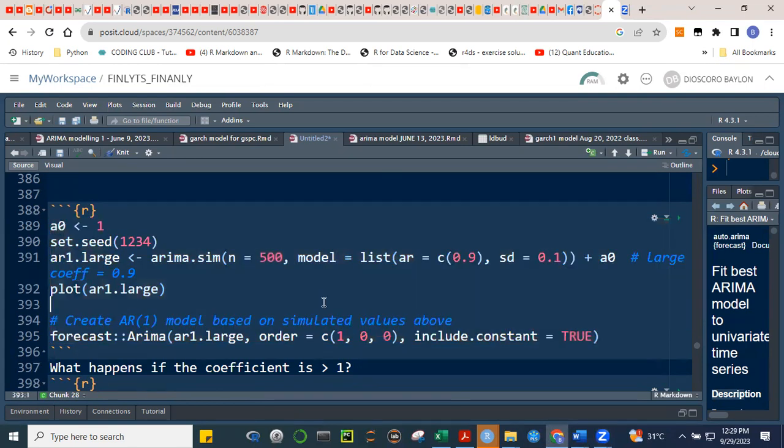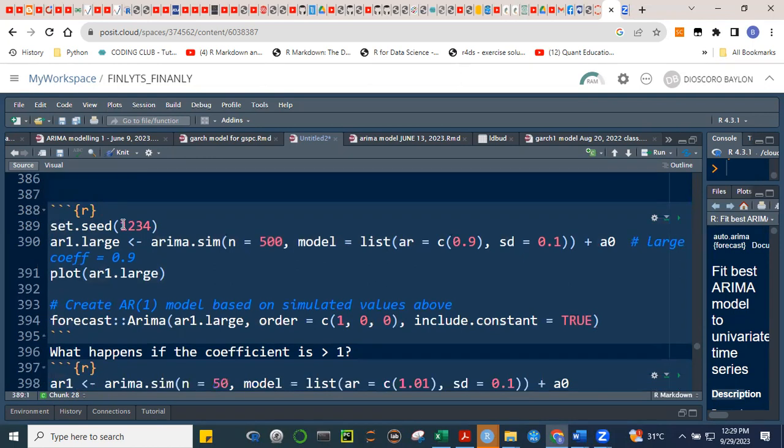All right. So same class, hindi natin kailangan tong A sub 0, no? Kasi meron tayong A0 existing. So set that seed ulit, and then we're naming it AR1 large. Ulit ARIMA simulation, N is equal to 500. Model is equal to list natin, AR is equal to 0.9. Okay, this time our phi1 is 0.9. Standard deviation natin is, ano ba yung ginamit natin kanina? 0.1? Sige, 0.1 na lang. And then plus a constant A sub 0.